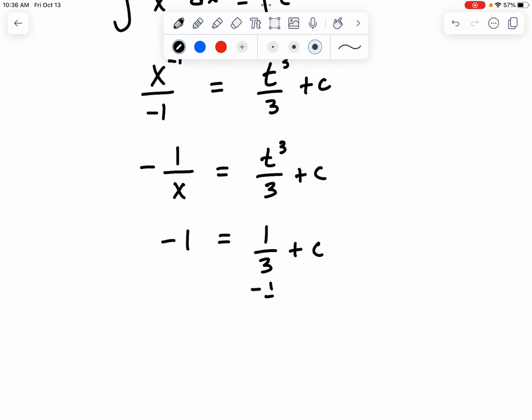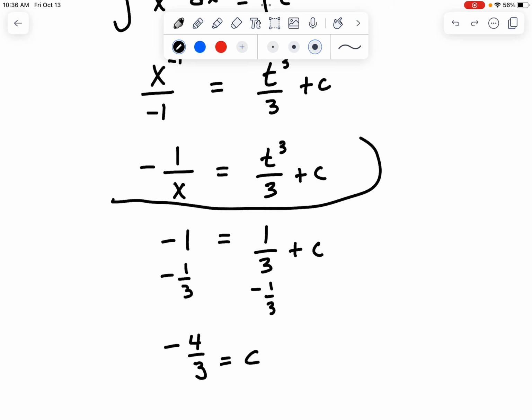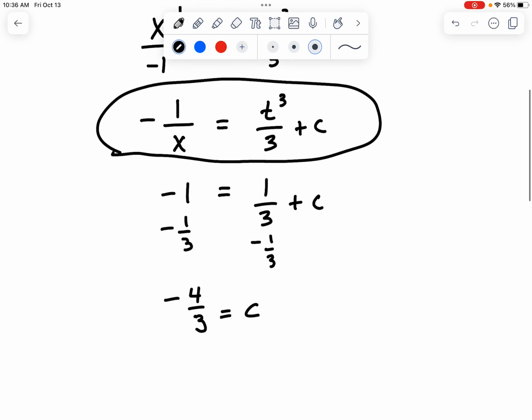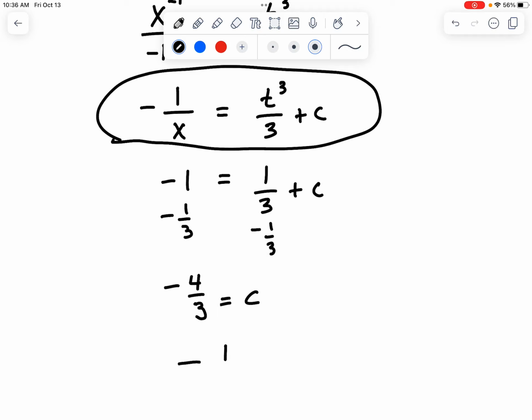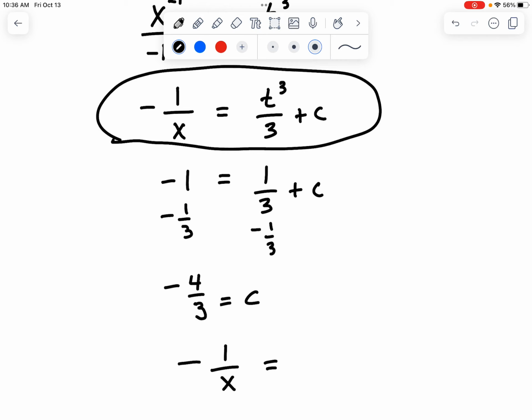So if you subtract 1/3 from both sides, then on the left side, that's going to be negative 4/3. So that is the c. So then I can put my answer in this box. Oh, wait. Actually, I still need to do algebra. So if I go back to this equation, I can substitute the c. I forgot that I hadn't solved for x yet. And so substitute what c is equal to, negative 4/3.